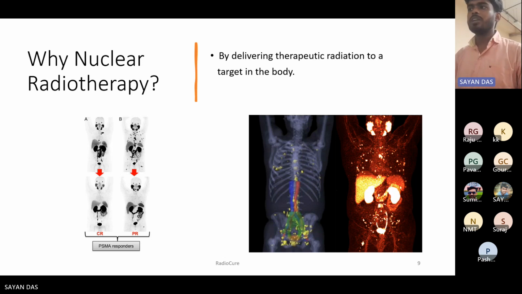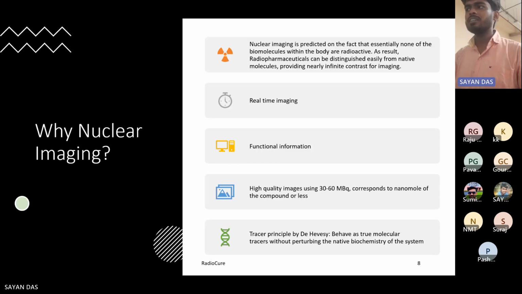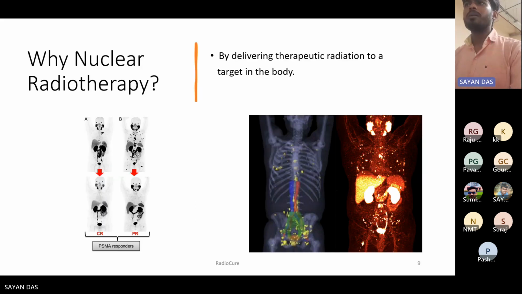So by nuclear medicine, not only are we getting nuclear imaging, but also a very good specific radiotherapy, which is helping the patient to have fewer side effects and live a better life. Ultimately, whatever we are doing is to give the patient a healthier life. That is the main motto of all medical professionals.